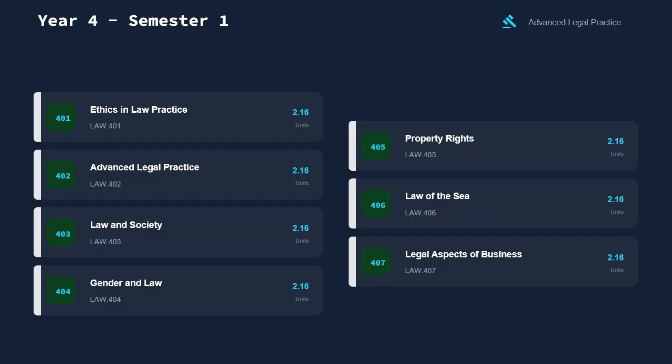Slide 10. Year 4, Semester 1, Advanced Legal Practice. Course: Law.401, Ethics in Law Practice. Foundations of Professional Ethics: Rules, Values, and Professional Identity. 1.1 The Regulatory Framework: Model Rules, State Variations, and Disciplinary Systems.